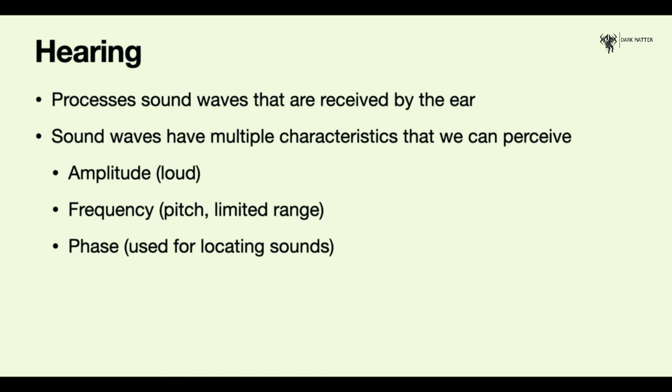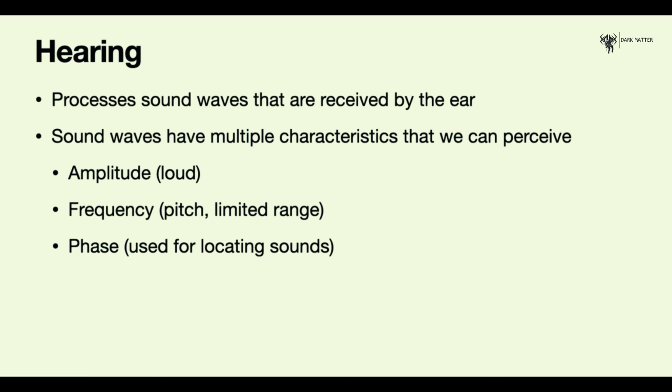The auditory system processes sound in the form of sound waves that are received by the ear. Sound waves have various characteristics that the auditory system can recognize, such as the amplitude, which is correlated with how loud the sound is. We can also perceive the frequency of a sound, which is its pitch. And the range of frequencies that we can actually hear is limited.